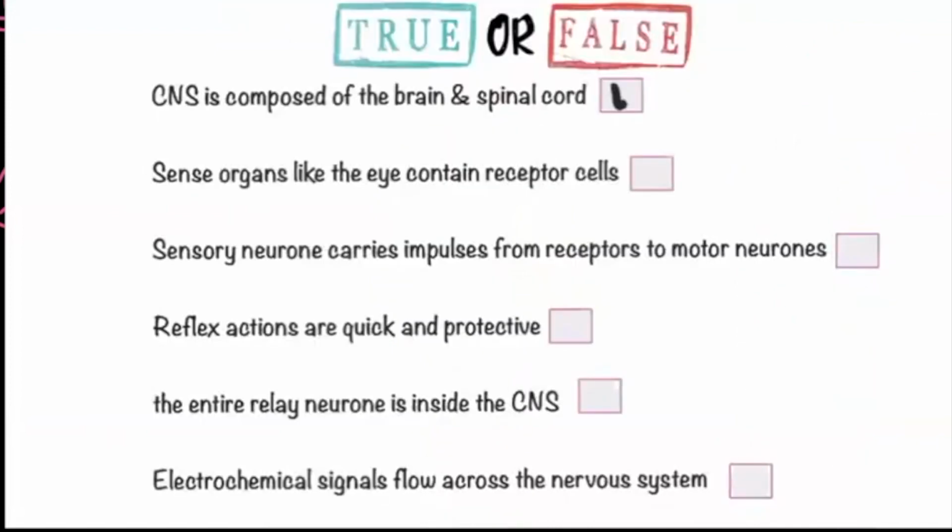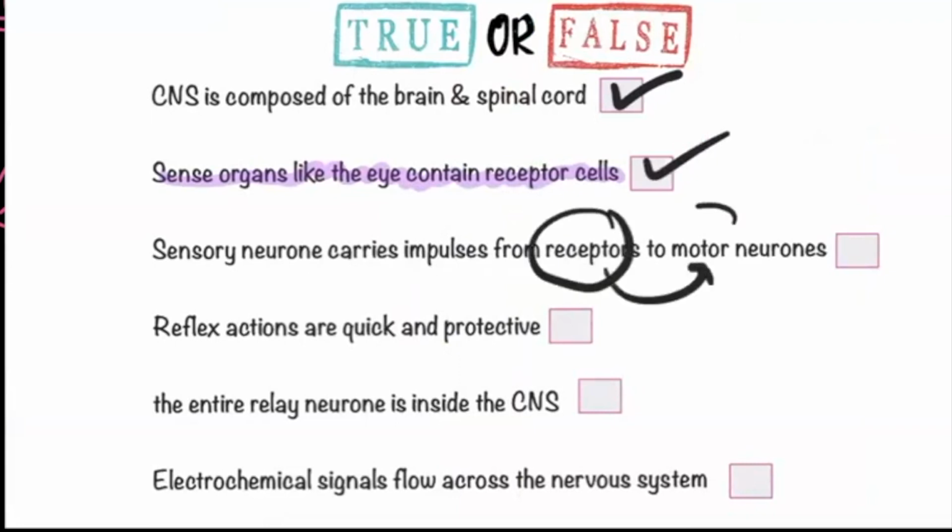Okay. But what about the second one? It says sense organs like the eye contain receptor cells. This should be true, right? Because what's the definition of a sense organ? A sense organ is the part of the body that contains a high number of receptors in one part of the body. Then we call that a sense organ. Okay, that's another true.